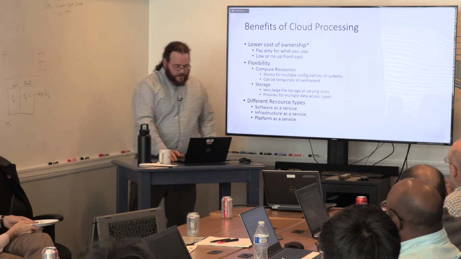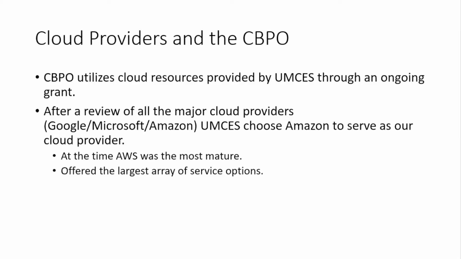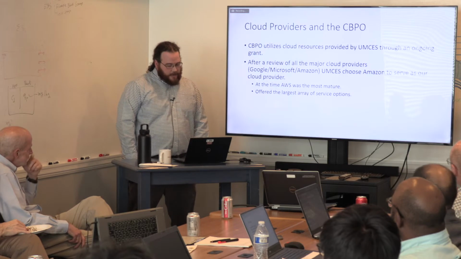So, all right, how did we get into Amazon? Honestly, I didn't have much say in the choice. I was around when we started using it, but the Chesapeake Bay program, we're utilizing cloud resources that are purchased by University of Maryland Environmental Science through a grant. Kind of allows us to not live in EPA space, but still have public services available.